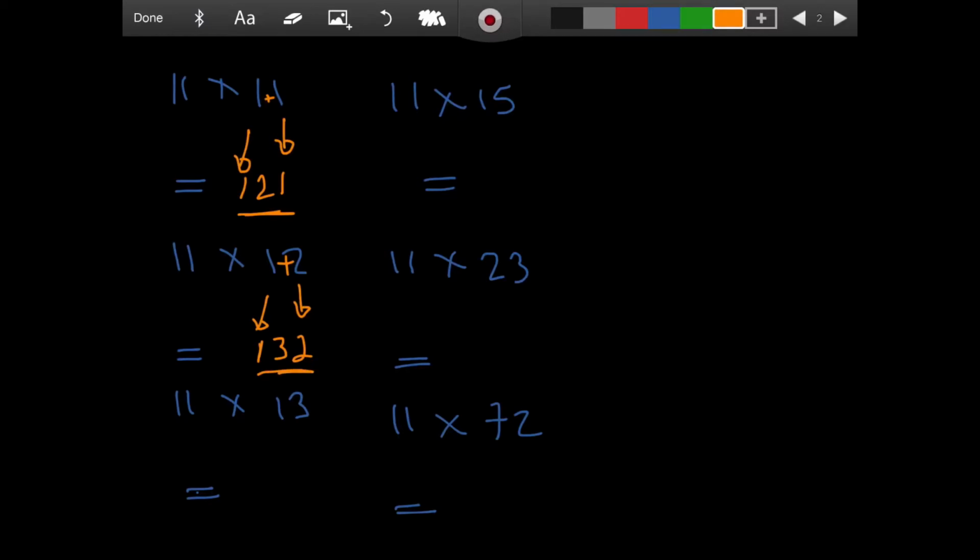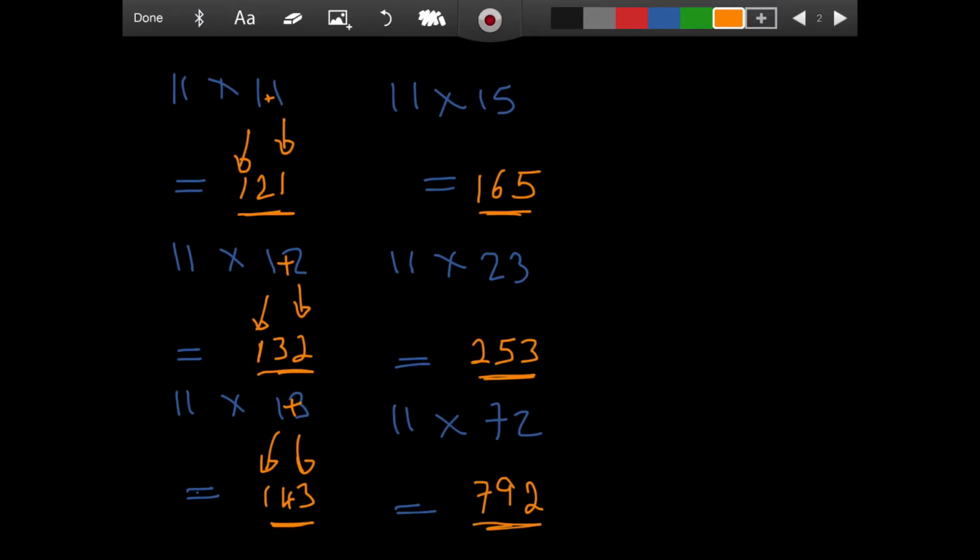11 times 13, just bring down that 3, add the 1 and the 3 together, you get 4, bring down the 1, and your answer is 143. So the same thing with 11 times 15 now. Just bring down the 5, add the 1 and the 5 together to get 6, and bring down the first digit. Answer is 165. 11 times 23, no problem. Just bring down the 3, add the 2 and the 3 together to get 5, and bring down your first digit. Answer 253. 11 times 72, just bring down that last digit, add the 7 and the 2 together, and you get 9, and bring down the 7.